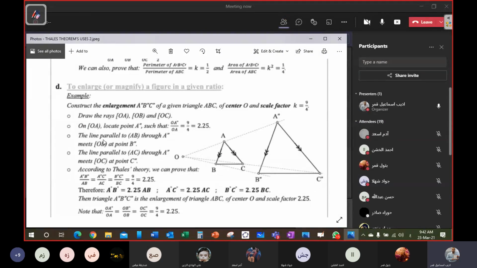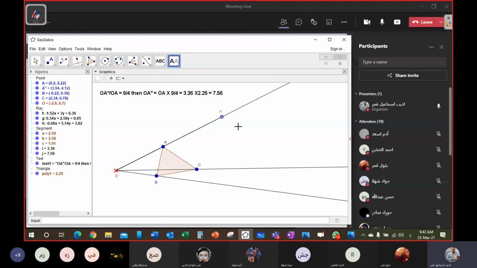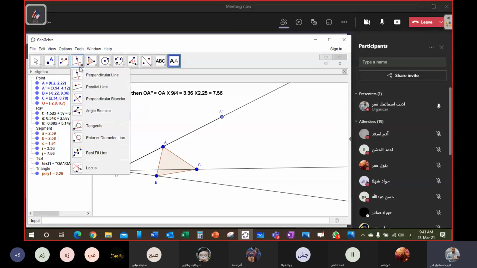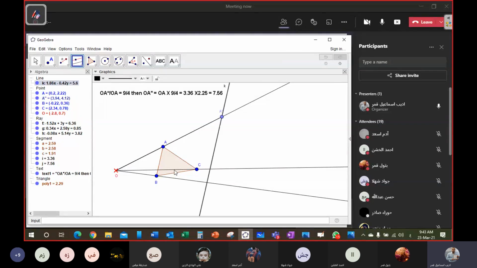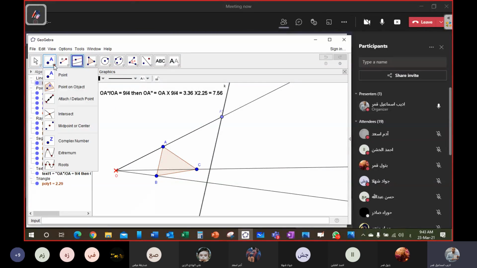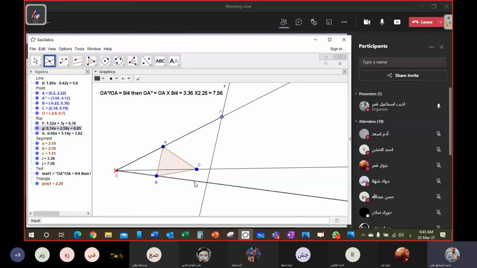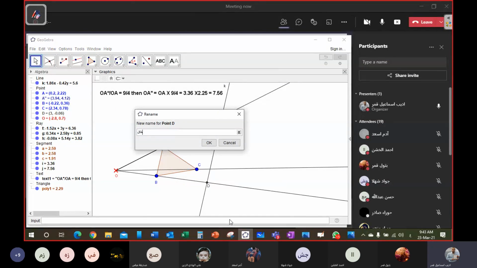Okay. Step 3. The line parallel to AB through A double prime meets ray OB at point B double prime. We go to the figure, and from A double prime, we take a line parallel to AB. It meets the ray OB at B double prime. This is B double prime.